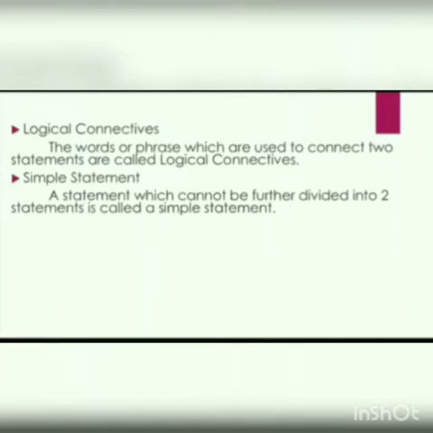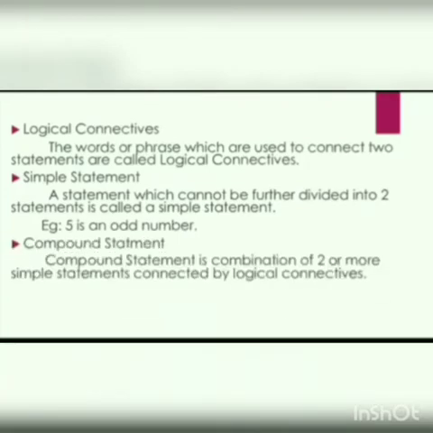A simple statement. A statement which cannot be further divided into two or more statements is called a simple statement. For example, 5 is an odd number. Compound statement. A compound statement is a combination of two or more simple statements connected by a logical connective. For example, 3 and 5 both are odd numbers.